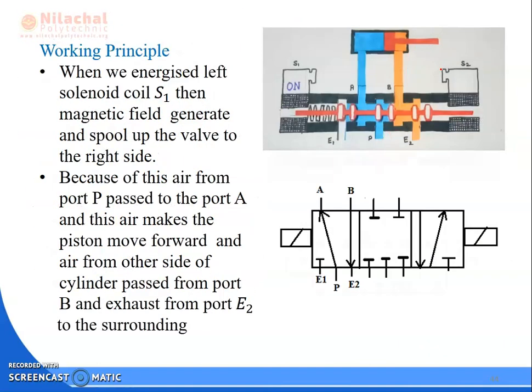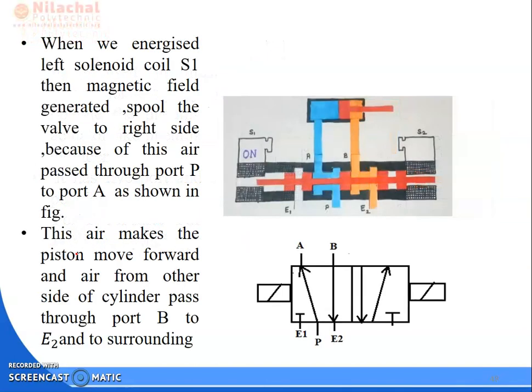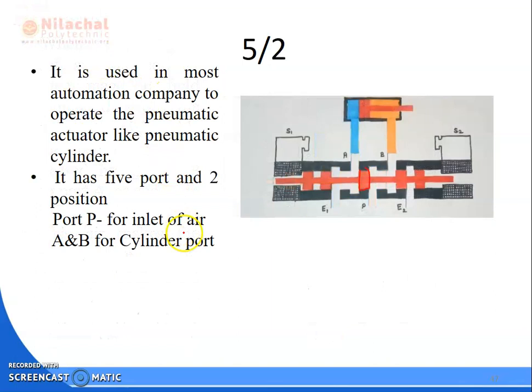Then we will go for your 5 by 2 DCV. It is used in most automation companies to operate pneumatic actuators like the pneumatic cylinder. It has 5 ports and 2 positions. What are the 5 ports? Port P is the inlet of air, A and B are the cylinder ports. If there are two ports to the cylinder, that means it is a double acting cylinder. The other two ports are exhaust ports.